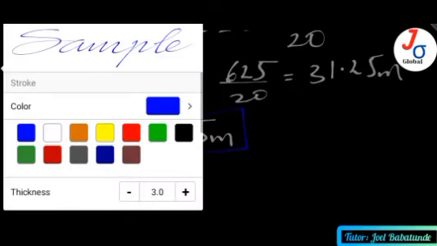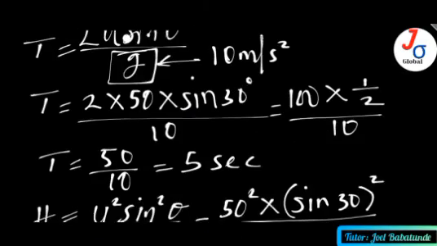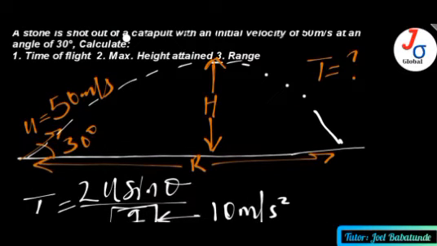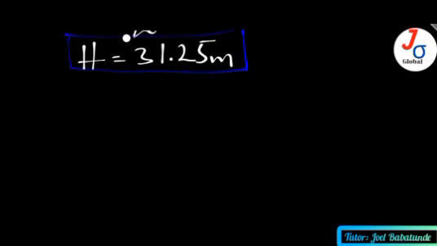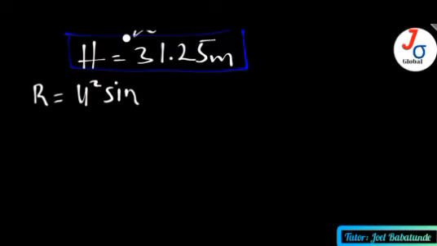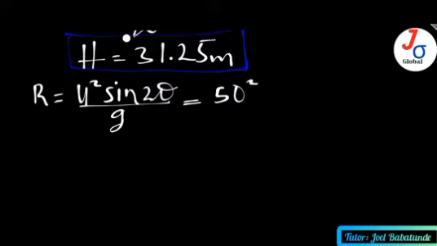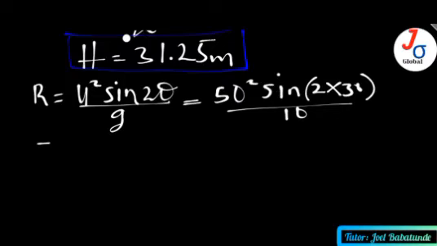Then we're going to calculate the last one we were asked for, the range. What's the formula for range? Range is given as u squared sine 2 theta over g. Our u is 50, squared, times sine 2 times our theta, 30, then divided by 10.